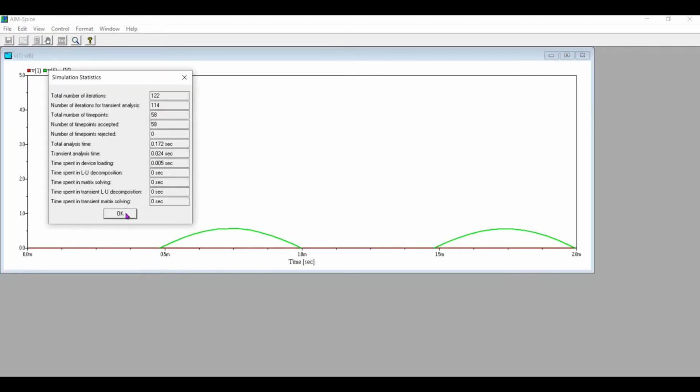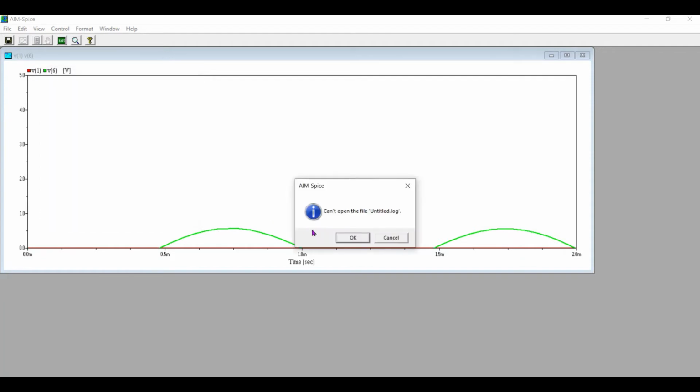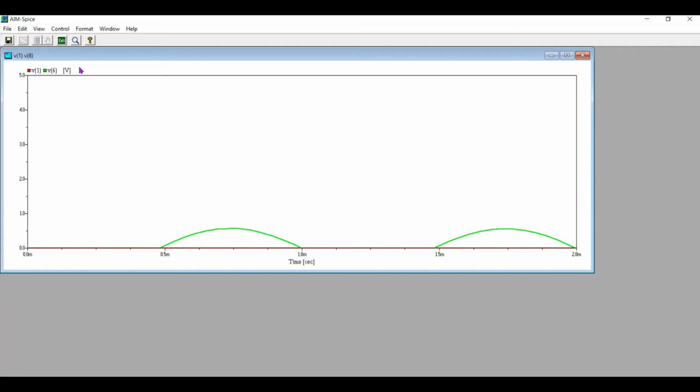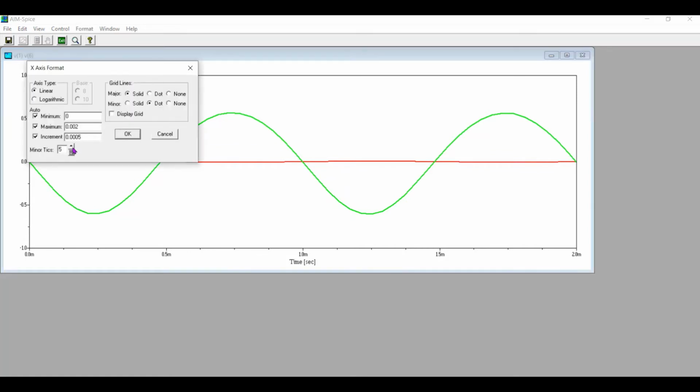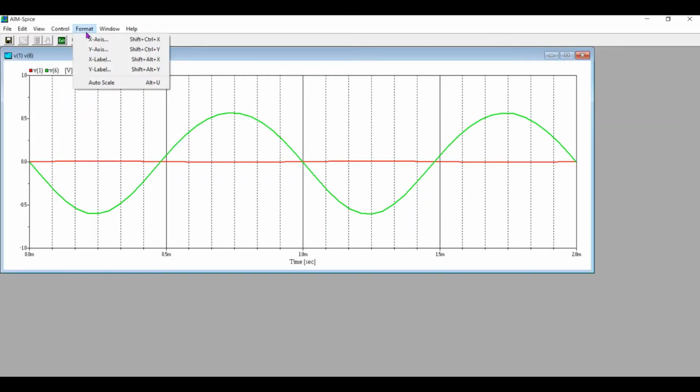Okay. You will see that we are able to see something but not in a proper format. So format, auto scale. This is the output waveform. Just put the grids so we can note down the readings properly.